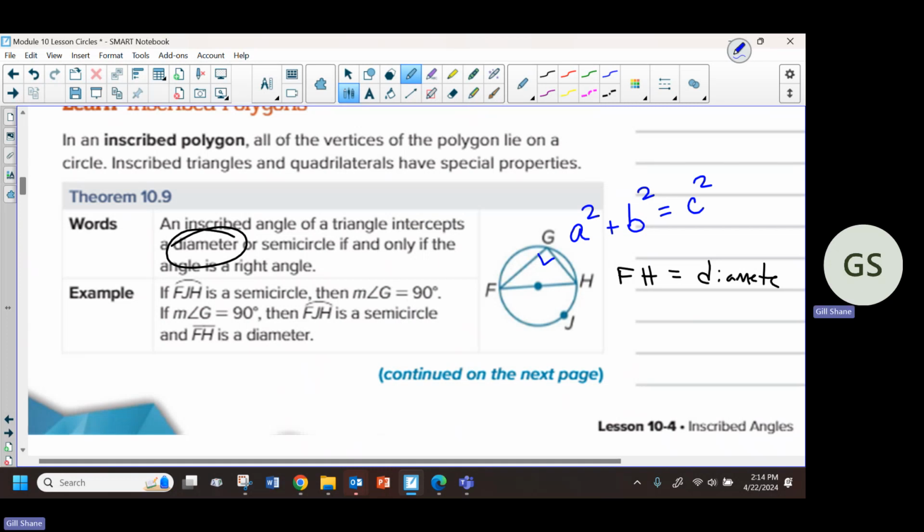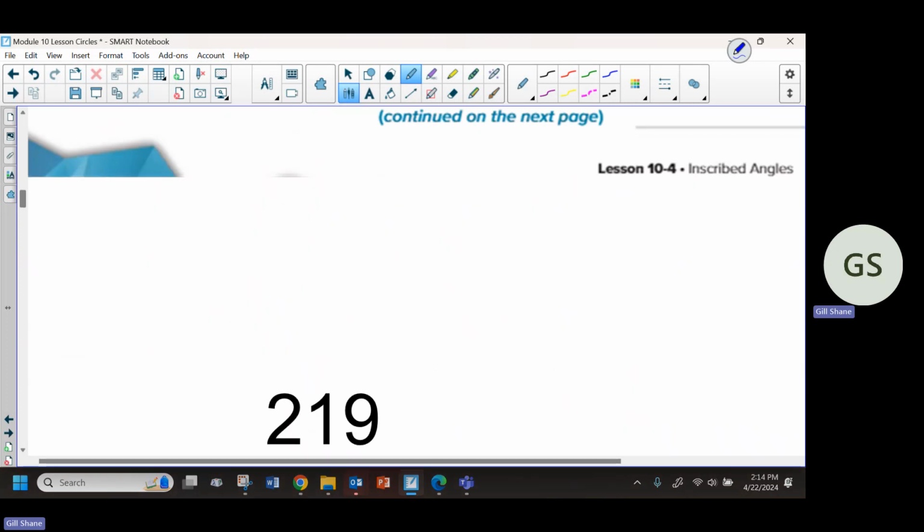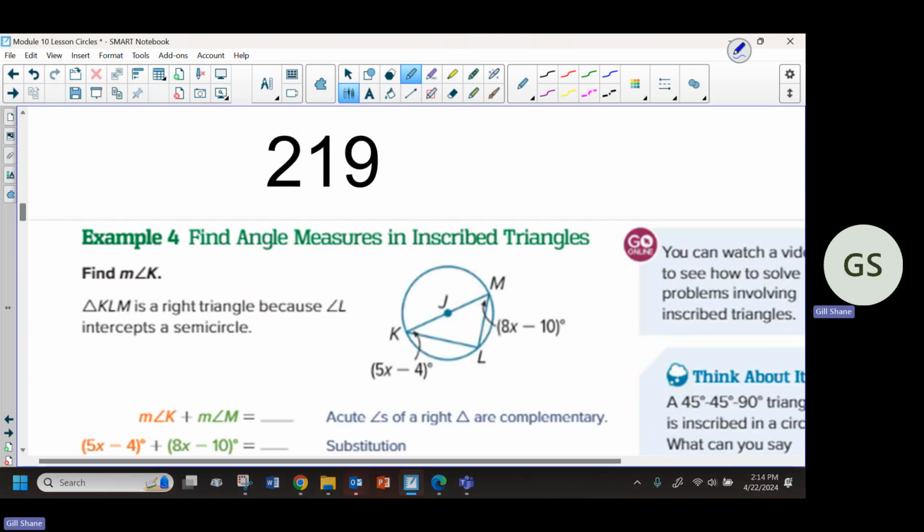Let's see. So we'll do some problems instead. Actually, I don't know if I'm gonna do a bunch of problems because I want to keep it short. So here we go. If we know this is the diameter, well, this is an inscribed angle. So I know the arc on the other side has to be 180. So that's 180. Well, if I know that's 180, this inscribed angle has to be half of that. So that is 90.